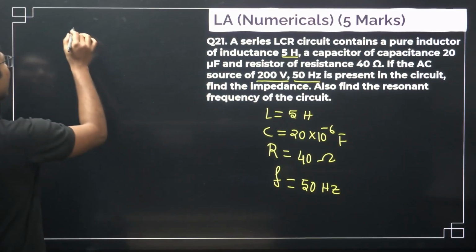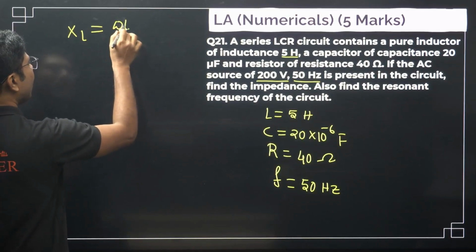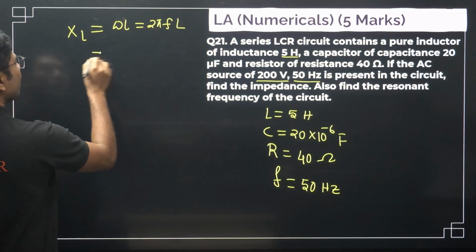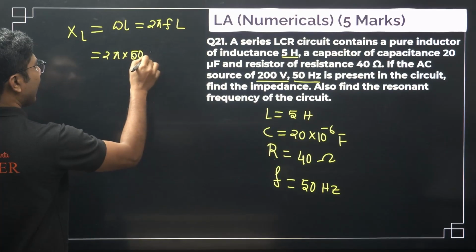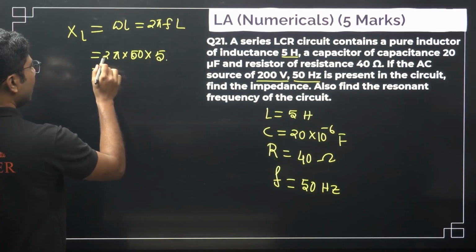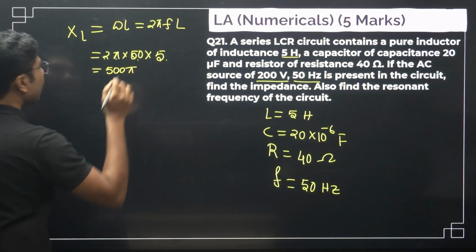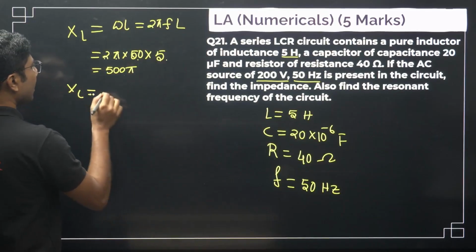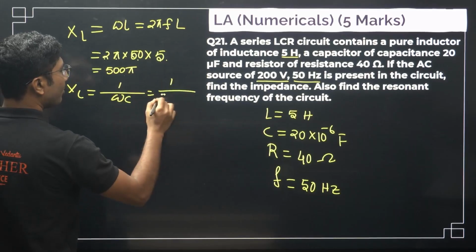First we will calculate the impedance in this given case. You have to calculate XL, and XL is equal to omega L, or 2 pi F into L. So what is 2 pi F? 2 pi into F, where F is 50 hertz, and L is given as 5. So it will be pi times 100 into 5, that is 500 pi. 500 pi is XL. Okay, what is XC? XC will be 1 by omega C, or 1 by 2 pi FC.